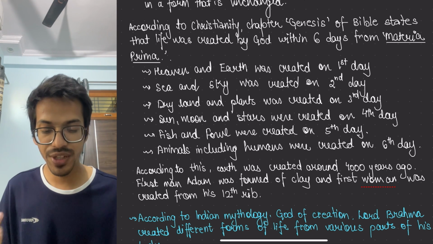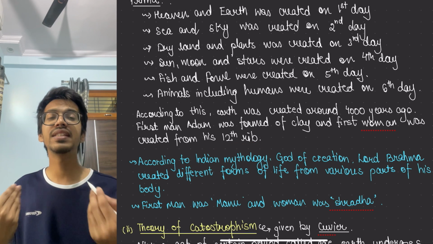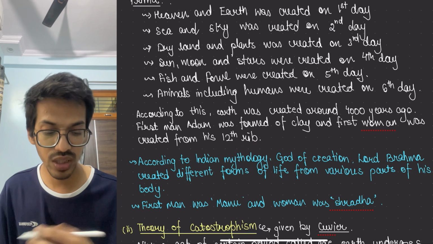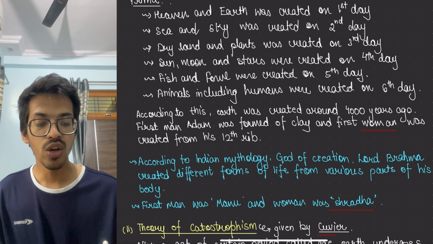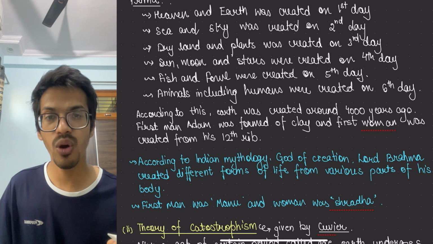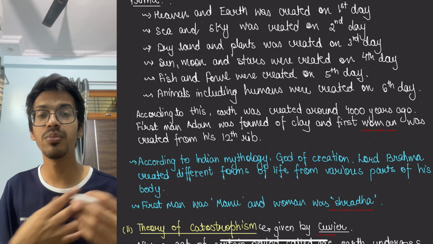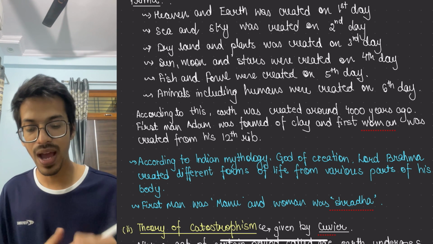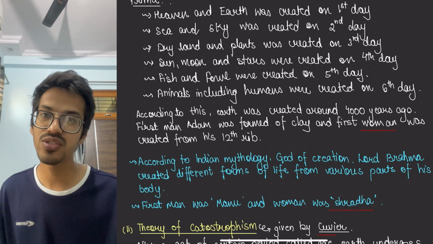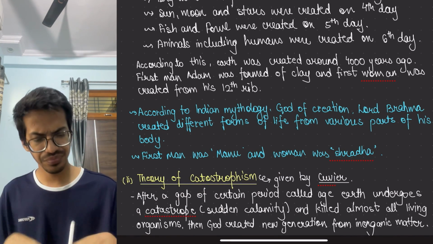Then in the same way, if we go to Indian mythology, in Hindu scriptures we have seen that the god of creation is Lord Brahma, and he created the different forms of life which you see around yourself with his different body parts. The first man is supposed to be Manu, and the first woman is supposed to be Shraddha. This is the story of what?